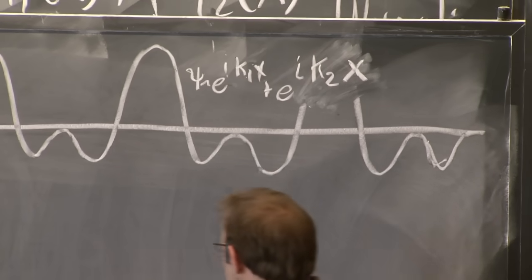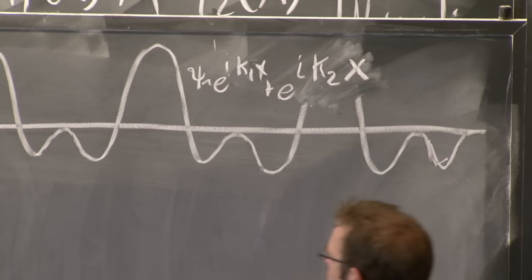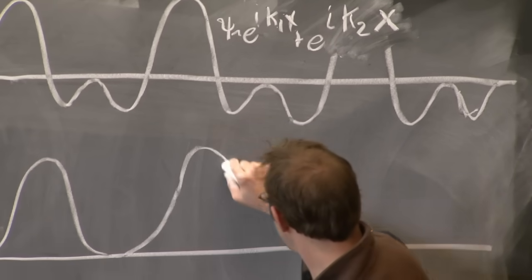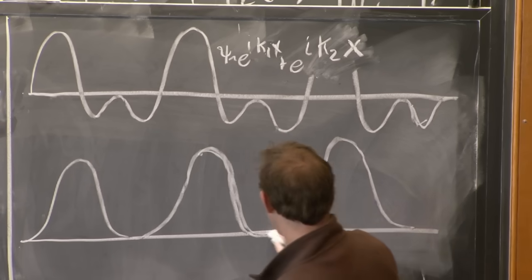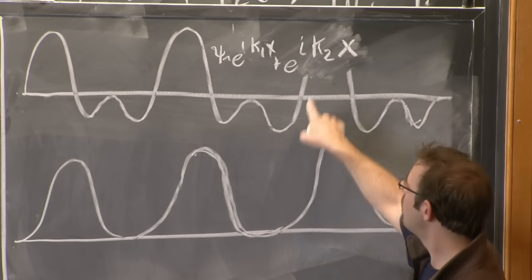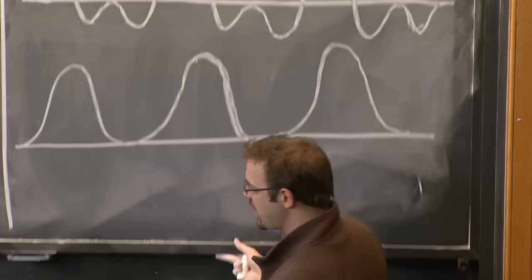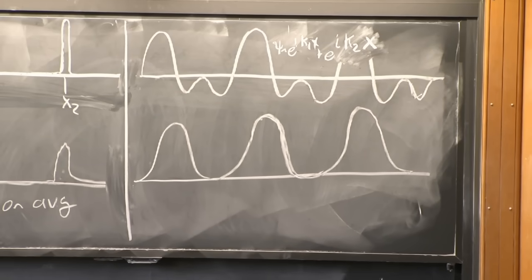And so the probability distribution now, which is the norm squared of this guy, is no longer constant, but there's an interference term. And let's just see how that works out. Let me be very explicit about this.